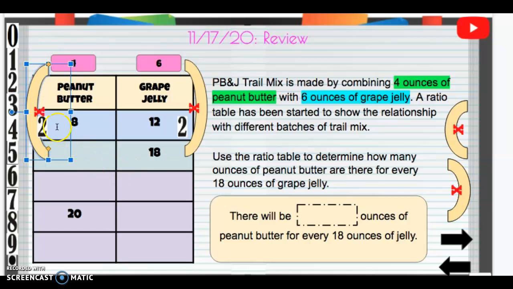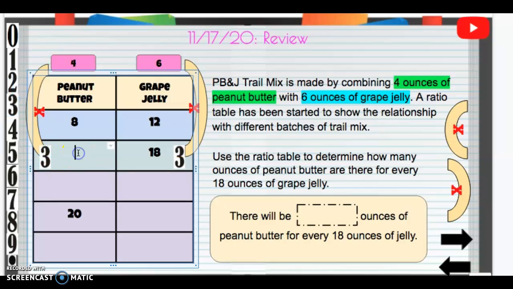We have to sit here and say, okay, well, we did the 2, so we don't need that anymore. So we have to do 4 times something. Well, that's blank. So 6 times what gives me 18? 6, 12, 18, so that's 3. So 6 times 3, 4 times 3, and 4 times 3 is 12.